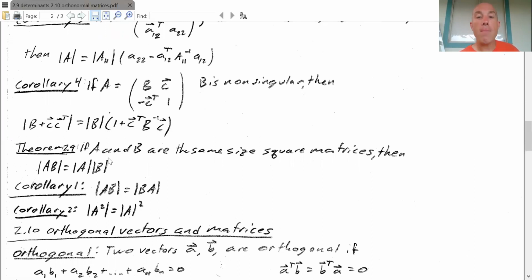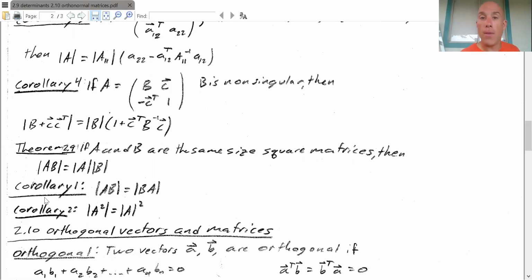All right, now, if A and B are the same size square matrices, so the reason why I have this hypothesis in here is that for multiplication to be defined, then the determinant of A times B is equal to the determinant of A times the determinant of B. This, in abstract algebra, is kind of a big deal. This is one of the important proofs that you will have to suffer through if you become a math major.